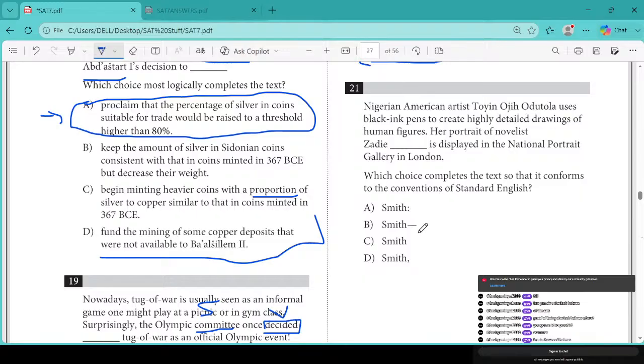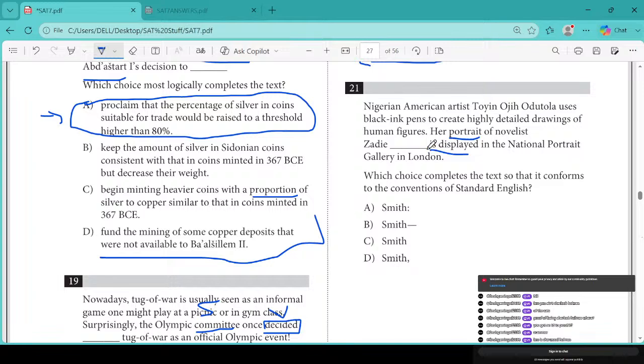So this one is checking your punctuation, because everything here is only different because of the punctuation. So they're definitely checking your punctuation. We need to look at the context, right? A portrait of novelist Zadie Smith is displayed. Okay, so portrait is the subject, and this is the verb.